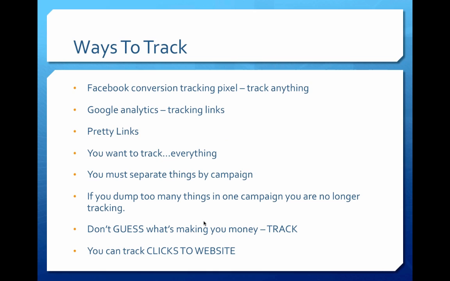What I want to get across here is that when you become an advanced user, you want to track everything, and you're going to want to use different links other than just the simple URL. You want to track leads. You want to track sales. You want to track as many different things as you can, like which pages they go to. But you've got to separate things by campaign. If you dump too many things in one campaign, you're no longer tracking. Do not guess which ads, which groups are making you money. Track it. You cannot track your likes, however, you can track clicks to website.